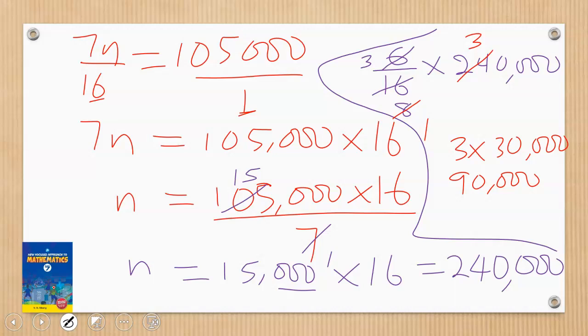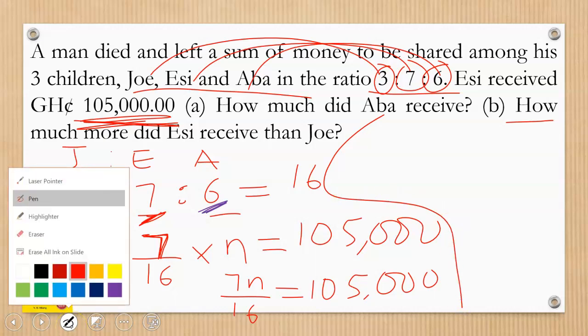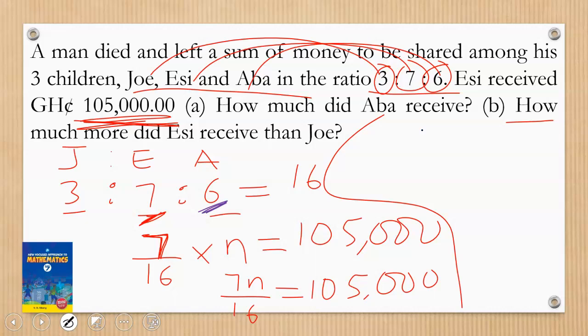So then the next question says that how much more did AC receive than Joe? So let's find out how much Joe will receive. Okay, now I can do that here because I can have this space to do it. Now Joe had a ratio of 3 out of 16 times 240,000. Alternatively, we could also say that when we add AC's amount and that of Abba, we subtract from 240 to give us the amount that Joe will receive. Or we go by this.